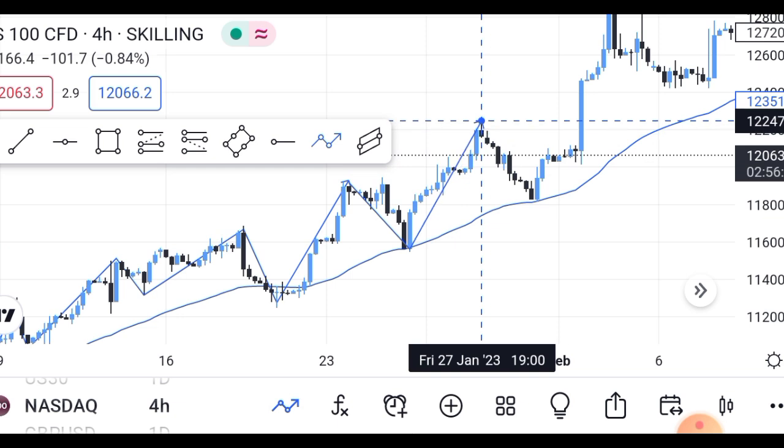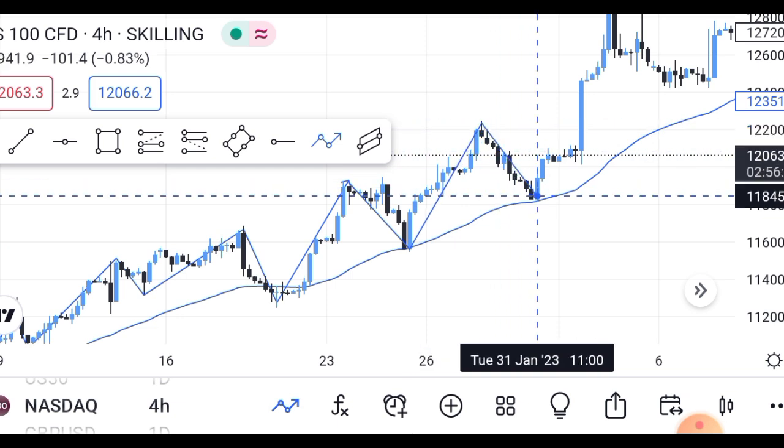Now I will show you how you can identify if the trend has totally changed, if the trend is no longer an uptrend or a downtrend anymore. So just stick to the very end of this video and don't miss any single part of it.